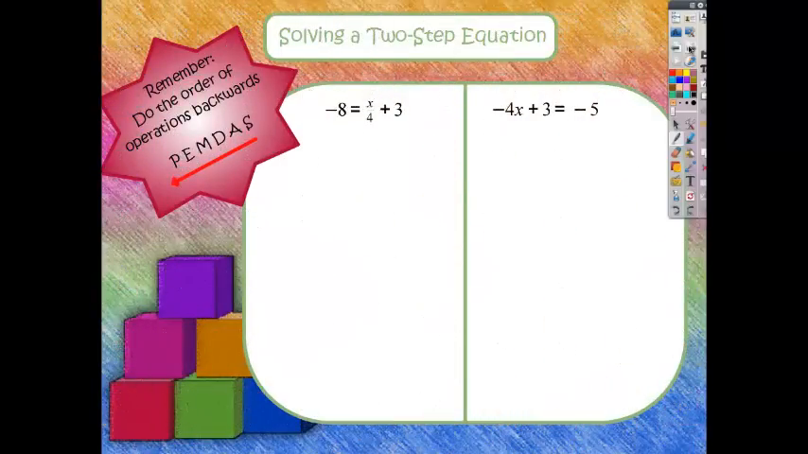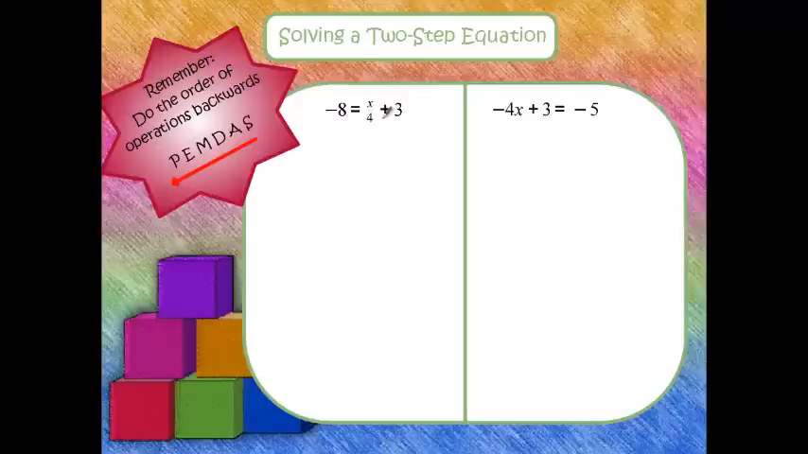So let's go ahead and get right into this. Remember, when we do the order of operations, we're supposed to do this backwards when we're undoing the order of operations. So the first thing we look at in this example here is that we have a plus 3 and a divided by 4. So the first thing we're going to want to do is look over to our order of operations, and since I have addition going on, we're going to want to undo the addition. So the first thing I'm going to do is subtract 3 from both sides of my equation.